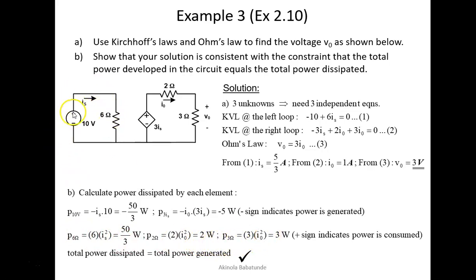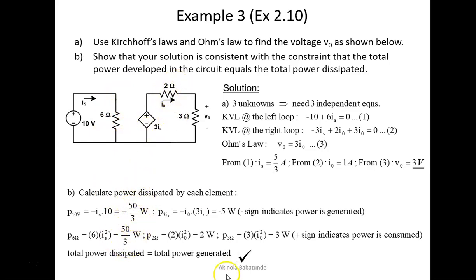So power generated by this circuit element is equal to minus 50/3, and power consumed by this circuit element is also 50/3. If you add all the powers, because we had said in the previous lesson that the algebraic sum of all the power in a circuit, in a closed path, is equal to 0. So in this particular circuit, the algebraic sum of all the power is expected to be 0. This is minus 50/3. This is 50/3. If you add those together, that gives us 0, as you can see here.